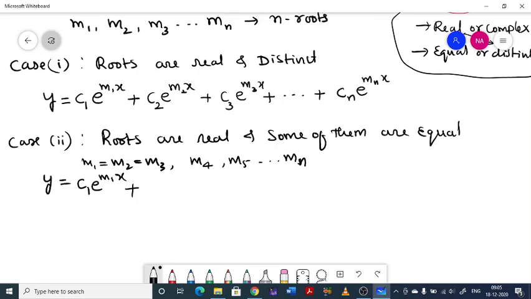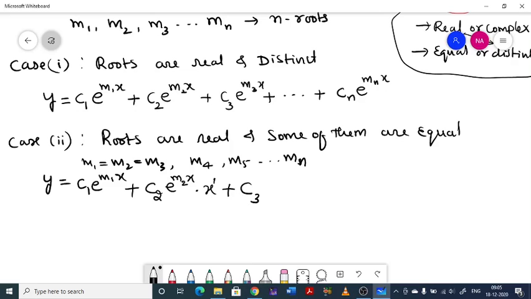We have to say it is a repetition, so multiply as usual. C2 e power, whether you write m2x or m1x, that is not a matter because they are equal. You can write m1 or m2. To denote that repetition, I have to multiply this term by x. If you write x, that denotes first repetition, like x power 1. Plus m3 is a second repetition of m1.